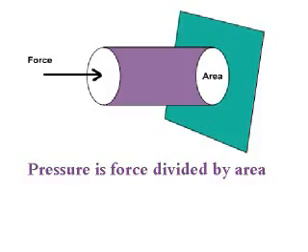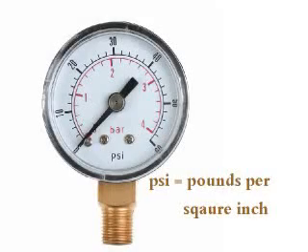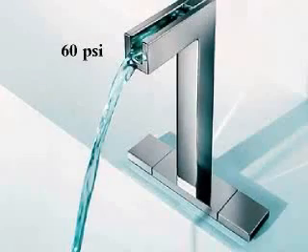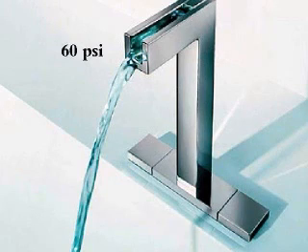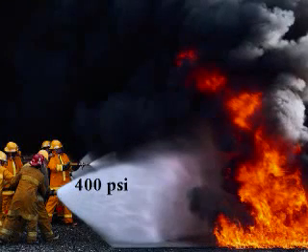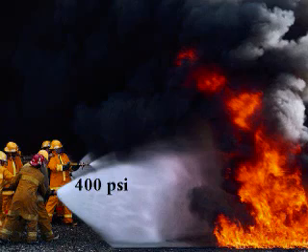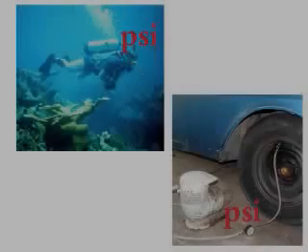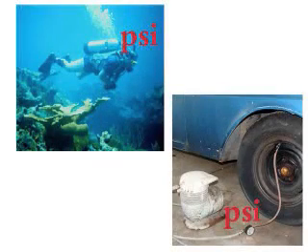The definition of pressure is force divided by area. In the oil business, pressure is measured in PSI, pounds per square inch. When you go to wash your hands and turn on the faucet, the pressure of the water at the faucet is about 60 psi. A typical fire truck, when pumping water to put out a fire, will generate about 400 psi. Underwater divers measure the amount of air in their tanks with psi, and a car mechanic measures your tire pressure with psi.